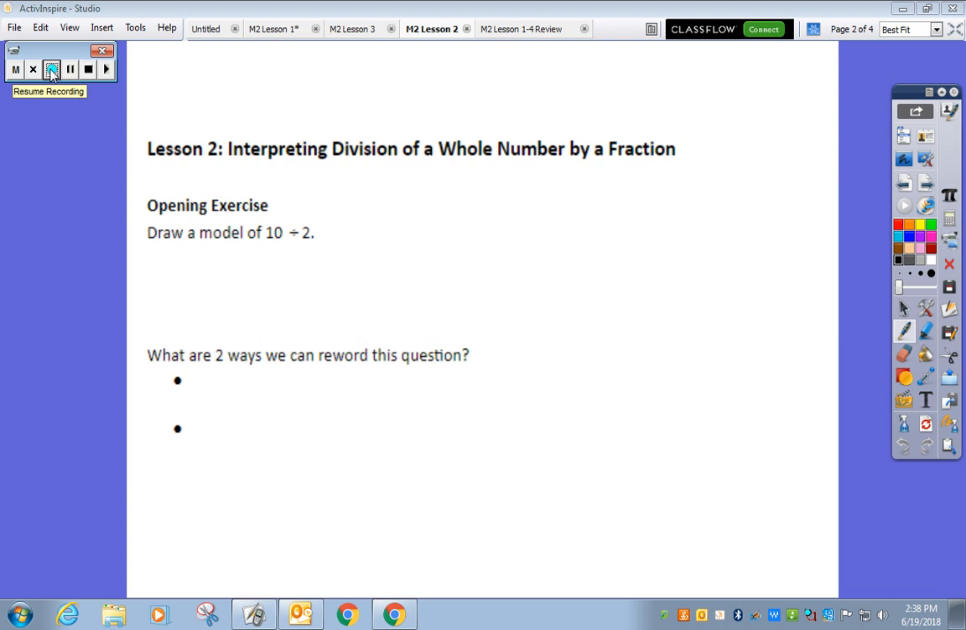In lesson 1, we looked at starting to divide fractions by whole numbers. Today we're going to do the opposite. We're going to take a whole number and divide it by a fraction. So we're going to start with an opening exercise just like we did yesterday. And notice it says to draw a model of 10 divided by 2.